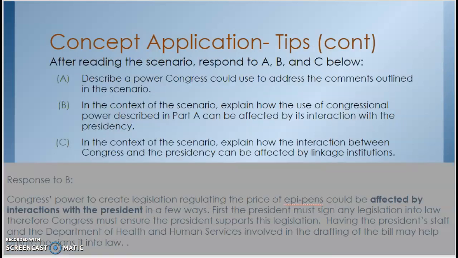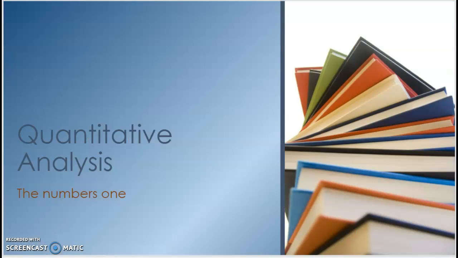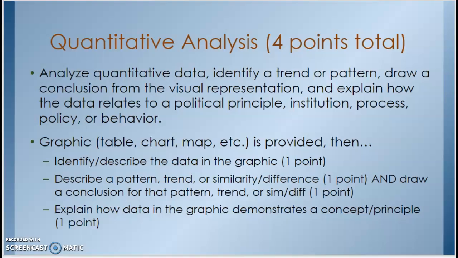I'm going to skip this one. All right. Another FRQ, the quantitative analysis, the numbers one, the one that involves numerical data. 4 points total. Analyzing quantitative data, identifying a trend or pattern, drawing a conclusion from the visual representation, and explaining how the data relates to a political principle, institution, process, policy, or behavior. 4 points total.